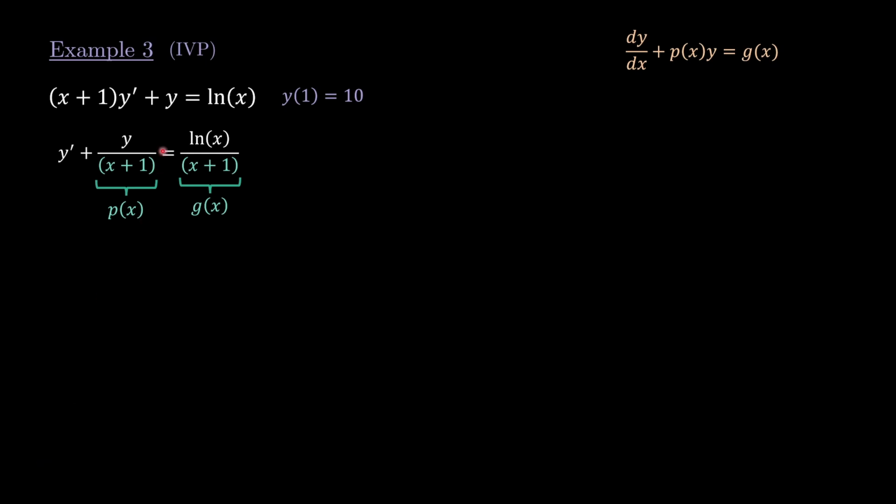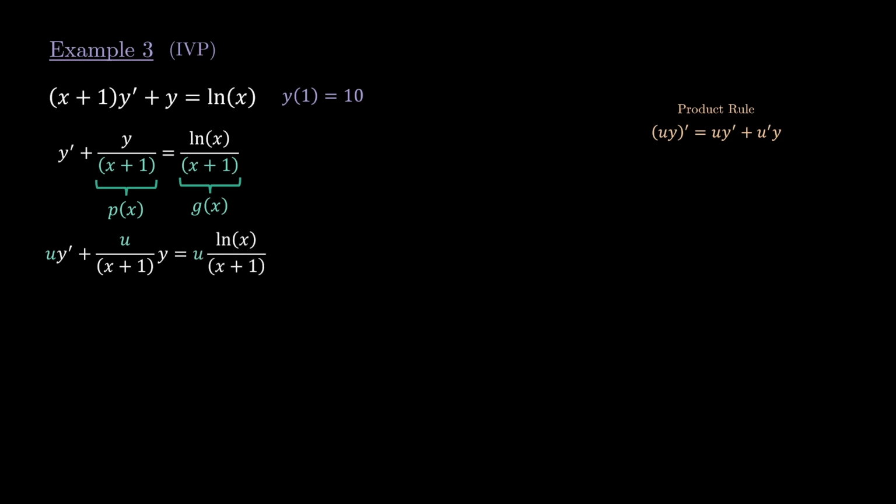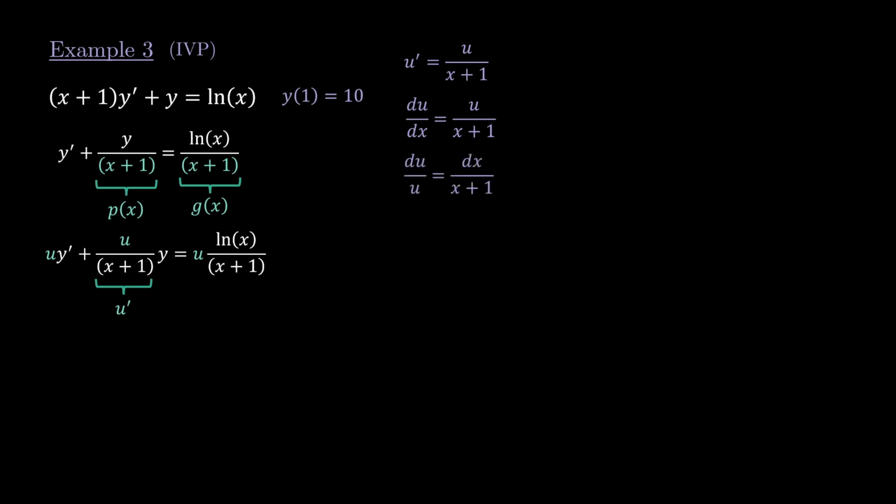And the very next step was to have this represent the product rule. So in order to do that, we go ahead and multiply by the u, and we see that the u prime will have to be u over x plus 1. We go ahead and rewrite it as d over dx. We get the u's and the x's on each side.